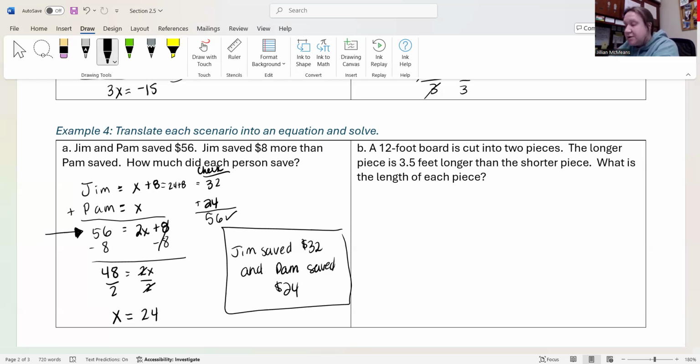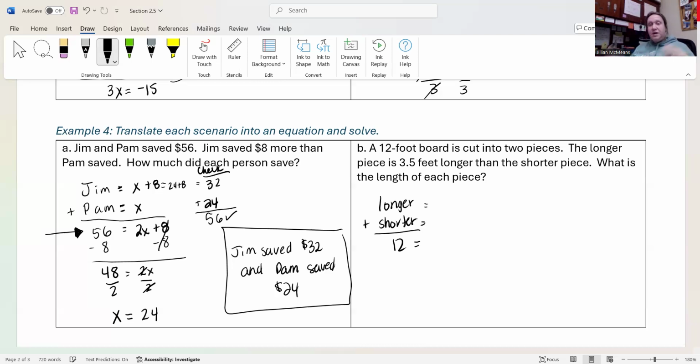Okay, so let's look at part B. So in part B, we have a 12-foot board that is cut into 2 pieces. The longer piece is 3.5 feet longer than the shorter piece. What is the length of each piece? So this is very, very similar to the Jim and Pam problem, okay? I know I have a longer piece of the board plus a shorter piece of the board. And if I put them end to end, they have to equal 12 feet, which was the original length of the single board.